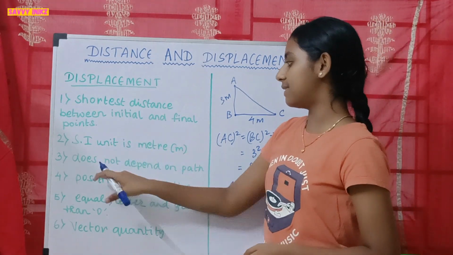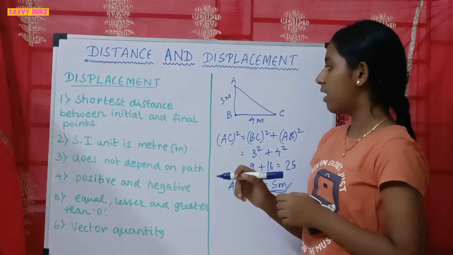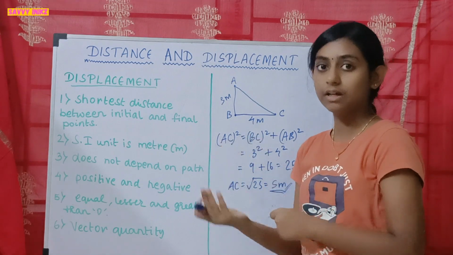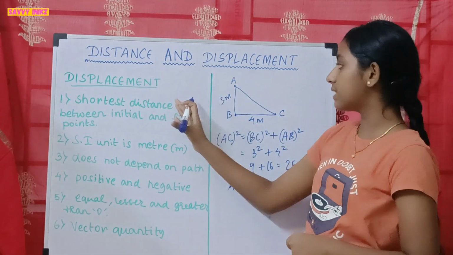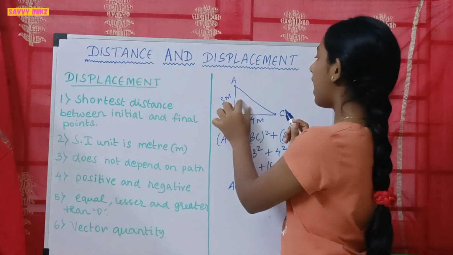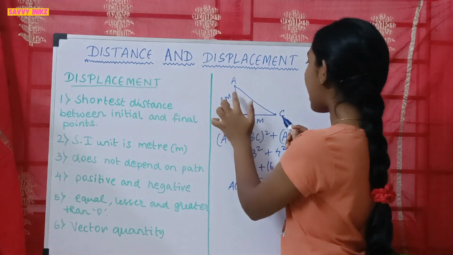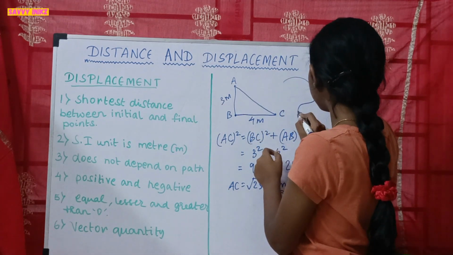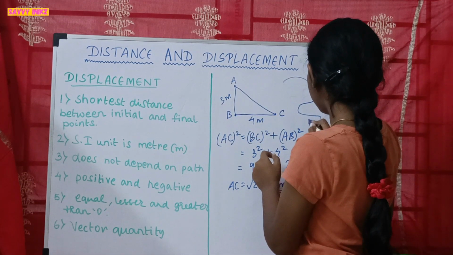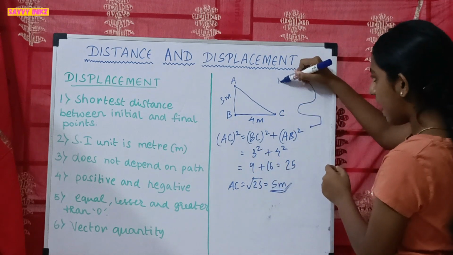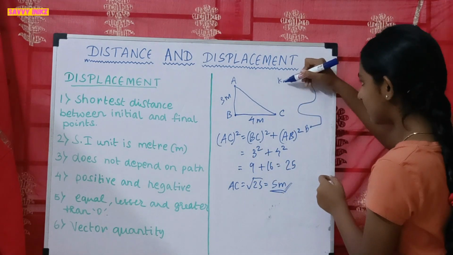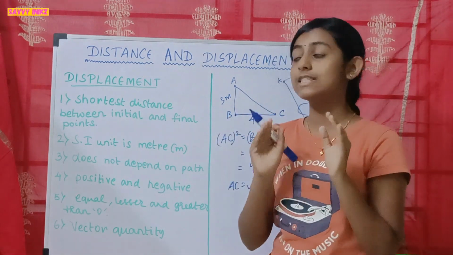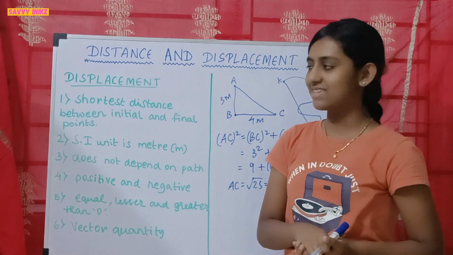Now displacement does not depend on the path. This is because distance used to depend on the path and it used to increase, but displacement only depends on the final and initial points. No matter what path you cover, the final and the initial point is what matters. And the displacement is always a straight line, because the straight line is the shortest path between 2 points.